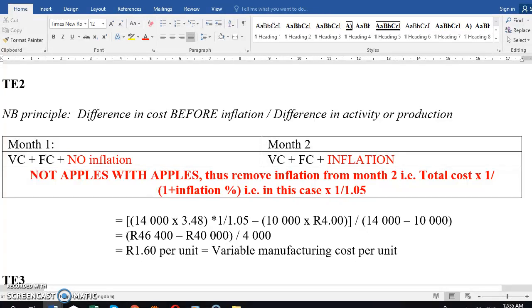If we take the difference in cost, divide by the difference in units, we get the variable cost. So the big difference between technical exercise 1 and exercise 2 is that there was inflation, and the minute you have inflation from one month to the next, you have to remove the inflation from the one month so that you can have apples with apples in order to calculate the variable cost per unit.